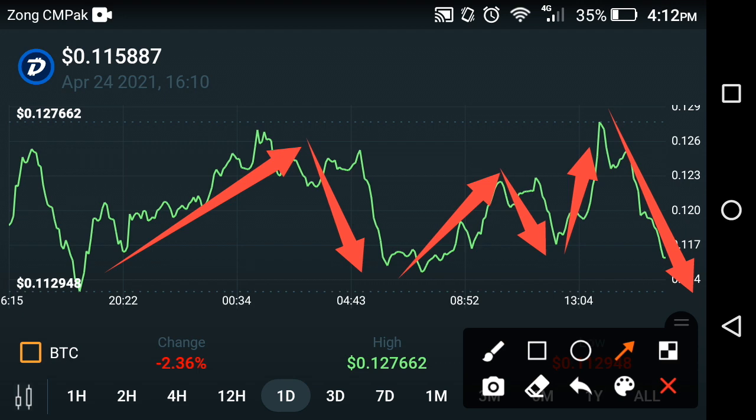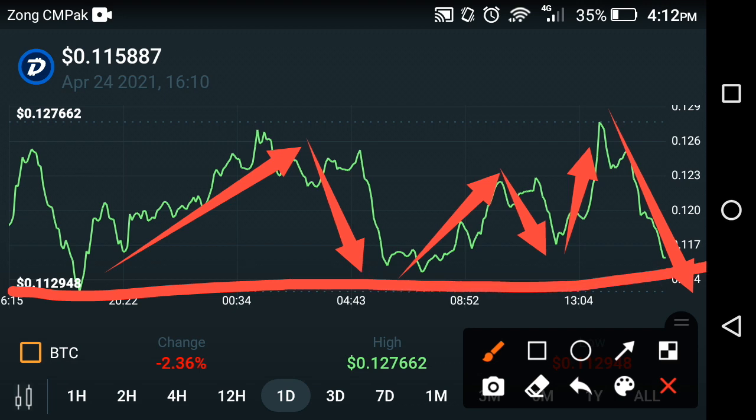So I think it breaks the support level at this time. As you can see here, let's suppose that is our support level, so it can easily break this support level, and when the support level breaks, that means a high dumping period of this cryptocurrency starts now. So as you can see here, the Digibyte also breaks the support level. That means the Digibyte falling period starts again now.